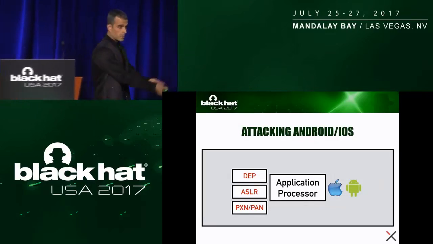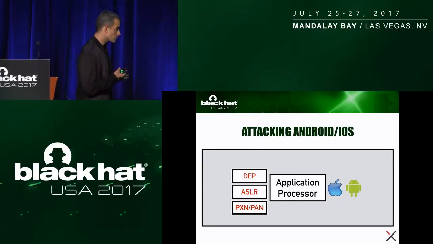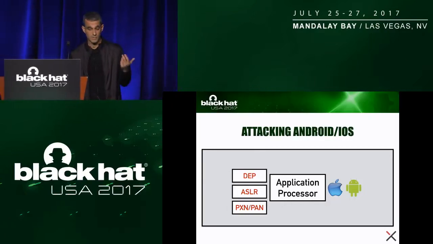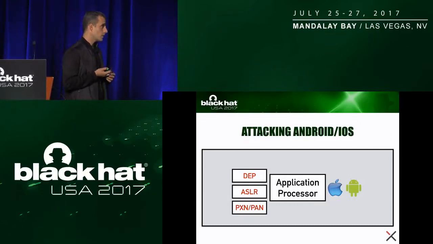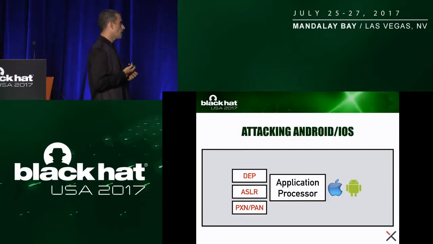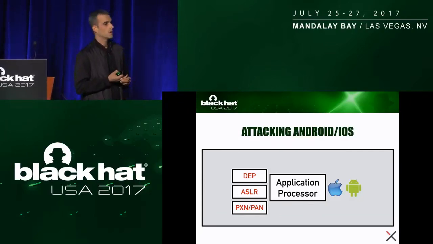So in attempting to resolve this problem about how we can get a remote exploit against fully hardened mobile phones such as Android and iOS, we started looking at the system from a higher level. We have the main application processor both in Android and iOS, and there's a lot of mitigations going on there, a lot of hardening. First we have DEP and ASLR, which both prevent code running from arbitrary places in memory and prevent us from making assumptions about the memory space.